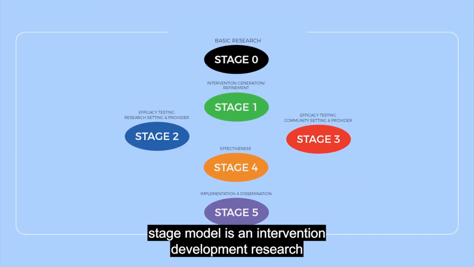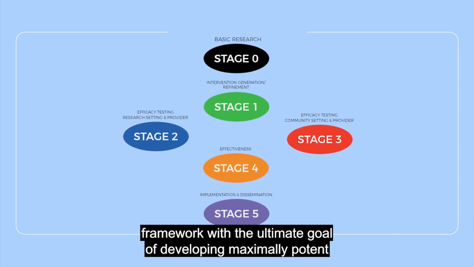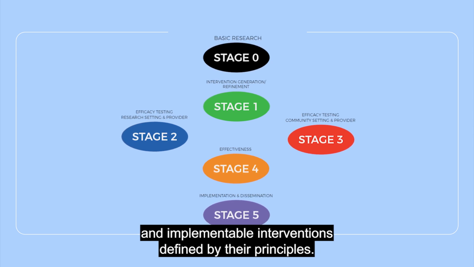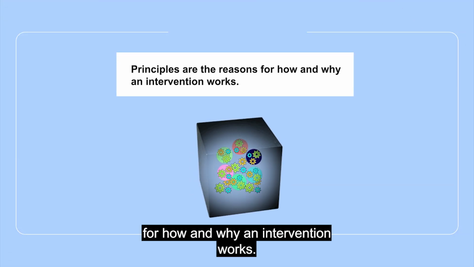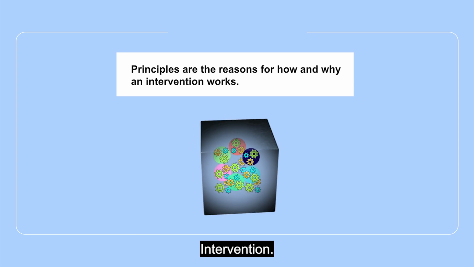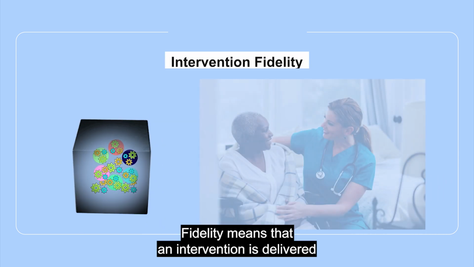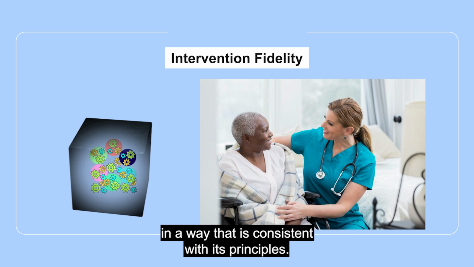The NIH Stage Model is an intervention development research framework with the ultimate goal of developing maximally potent and implementable interventions defined by their principles. Principles are the reasons for how and why an intervention works. Intervention fidelity means that an intervention is delivered in a way that is consistent with its principles.